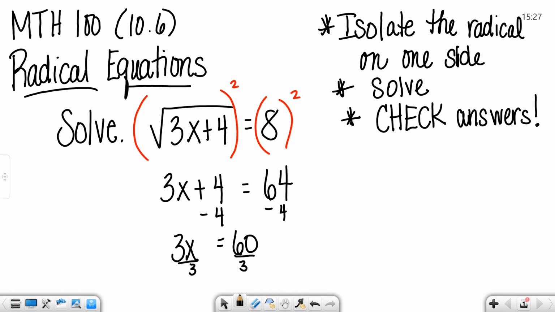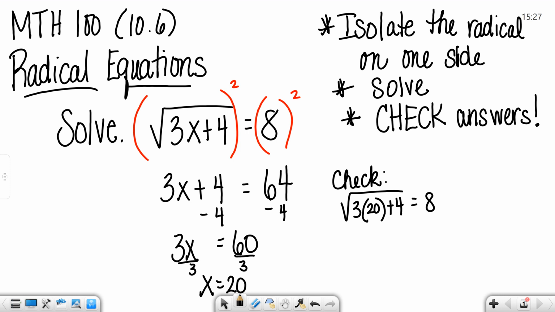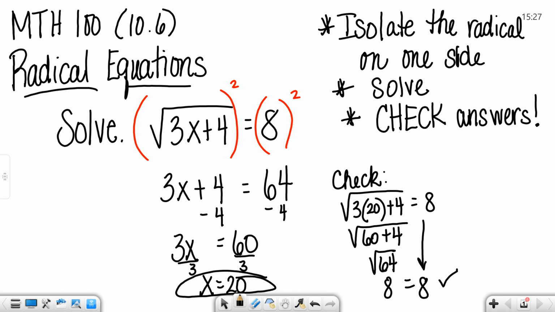Divide by 3. So x is 20. Okay, so I've done my solve. Now to check my answer, I'm going to go back to the original problem. I'm going to plug in that 20 and make sure that it actually works. I get the square root of 64, which is in fact 8. All right, so x does in fact equal 20 in this particular problem.